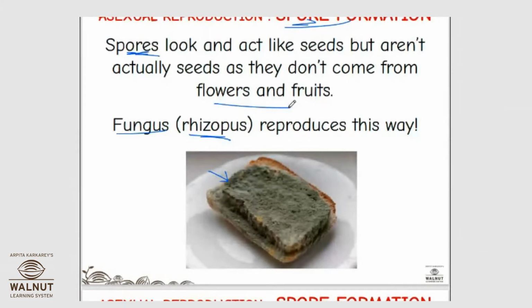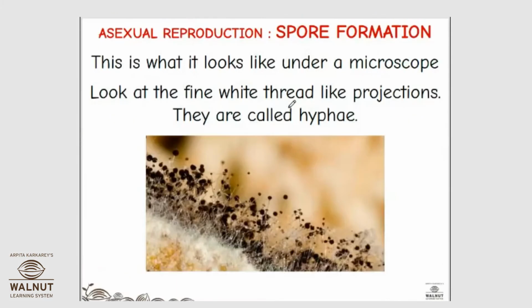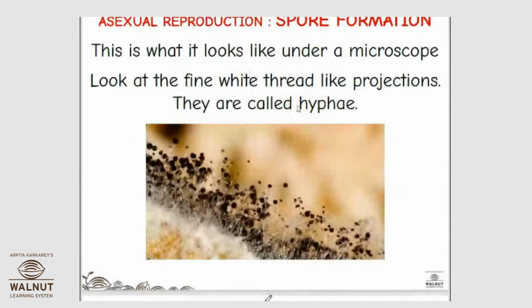So where are they coming from? For that you have to know the structure. This is what it looks like under the microscope. Look at the fine thread-like projections. There are many thread-like structures. They are called hyphae.